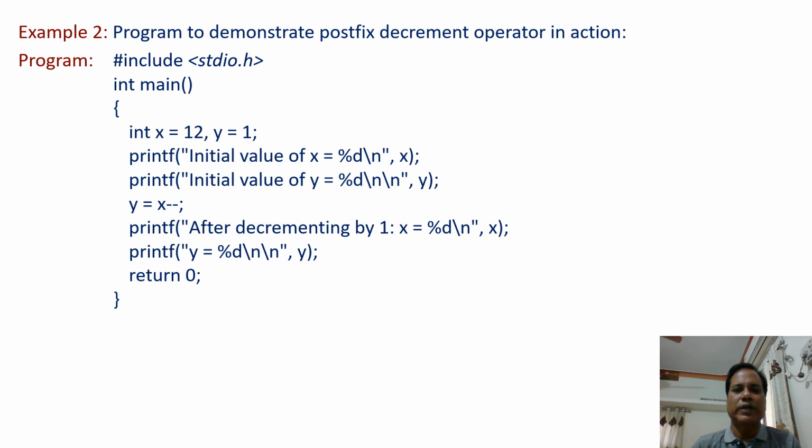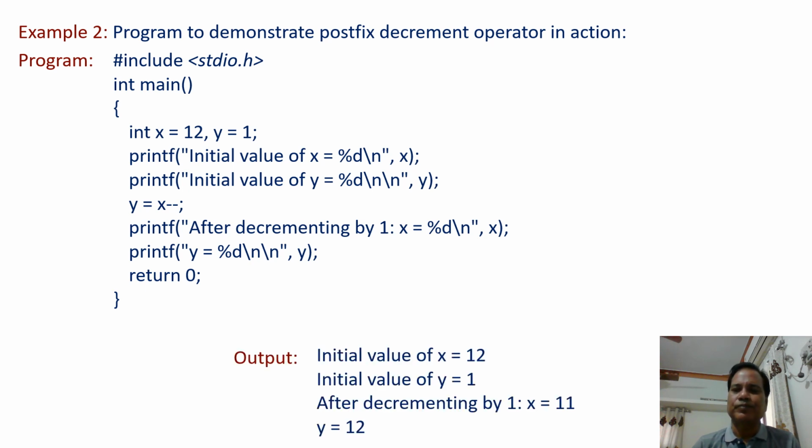Using this statement, the value of x is first assigned to y and then its value is decremented. Naturally, after execution of this statement, the value of y is going to be 12 and the value of x will be 11. So these two values are printed using the next two printf statements. After decrementing by 1, x is naturally going to be 11 and the value of y is going to be 12. So this output will be displayed: after decrementing, the value of x is equal to 11 and the value of y is equal to 12.